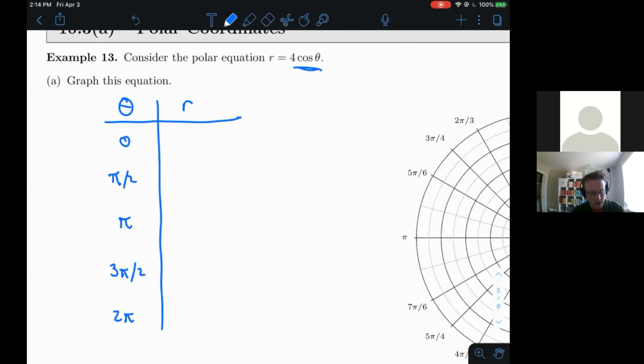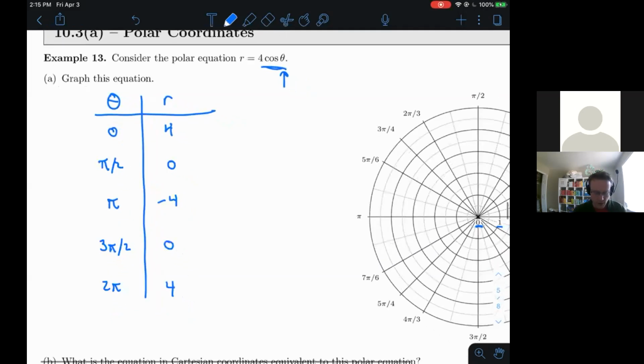So okay, if I plug in 0 everywhere I see a theta in my equation up here, I'm going to get 4 cosine of 0. 4 cosine of 0, that's going to be 4 times 1, that's 4. If I plug in pi over 2, I get 0. If I plug in pi, I get -1, so -1 times 4. If I plug in 3 pi over 2, I get 0, and if I plug in 2 pi, that's going to give me 1. So 4 times 1, 4.